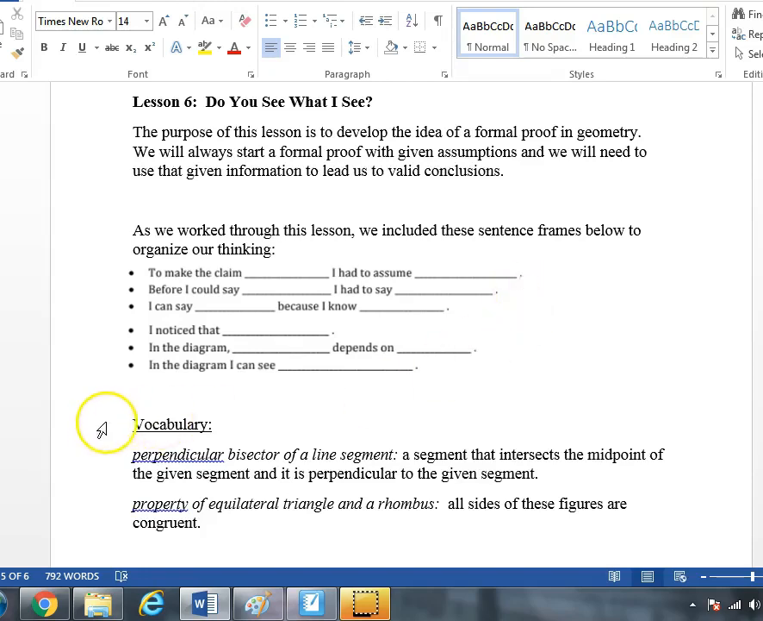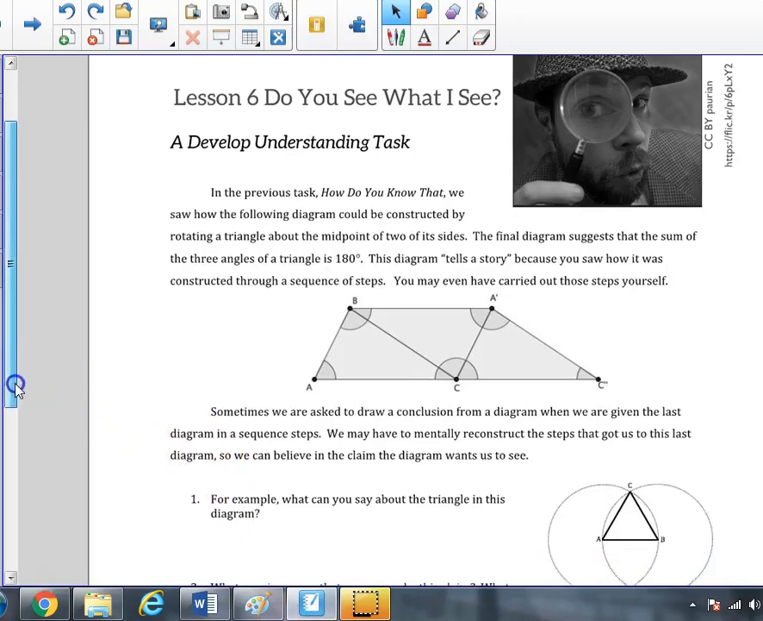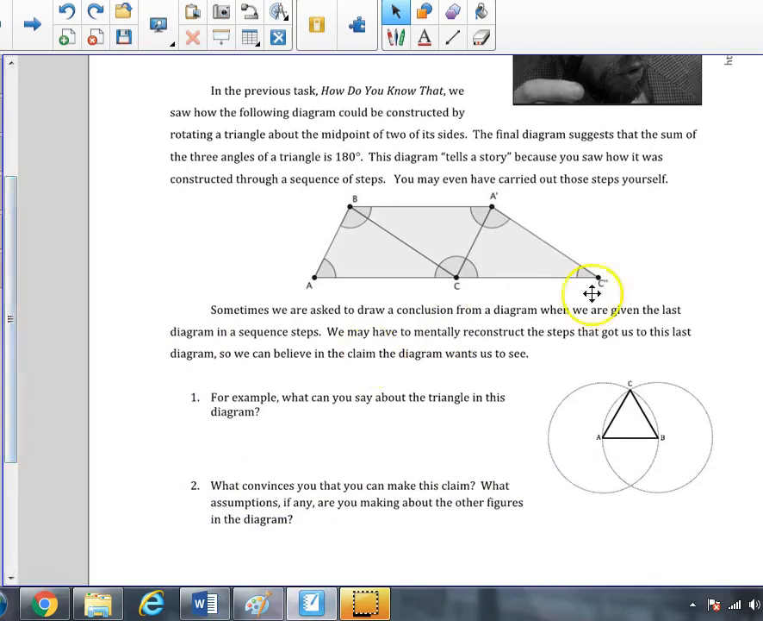was true. And then two vocabulary words you want to have in your notebook: the perpendicular bisector of a line segment, which is a segment that intersects the midpoint of the given segment, and it is perpendicular to the given segment. And then the property of an equilateral triangle and a rhombus, that all sides of these figures are congruent.